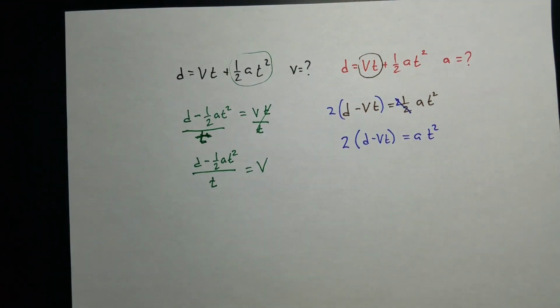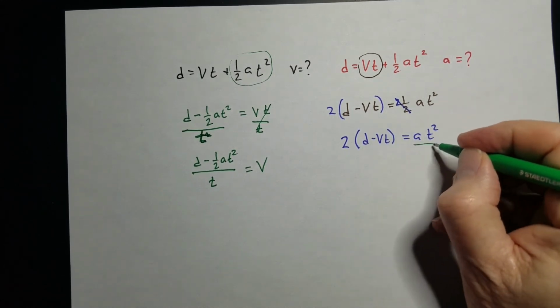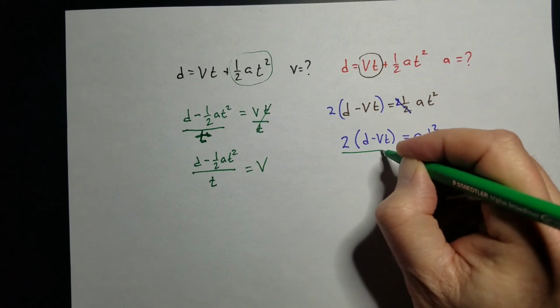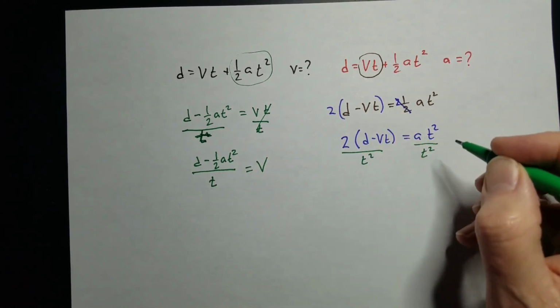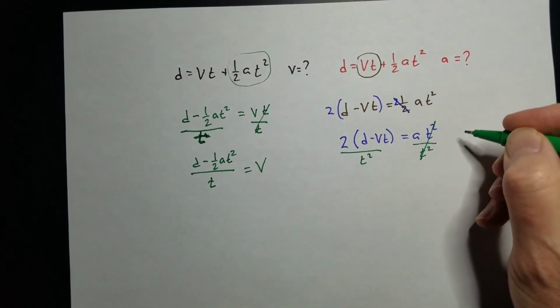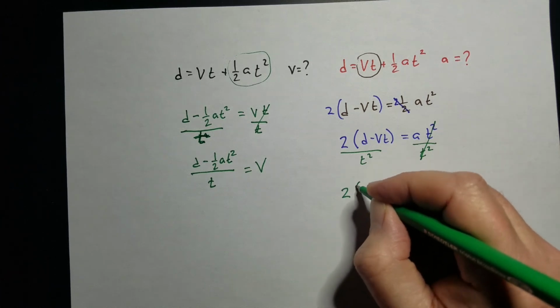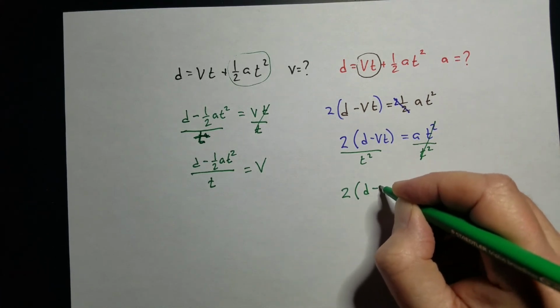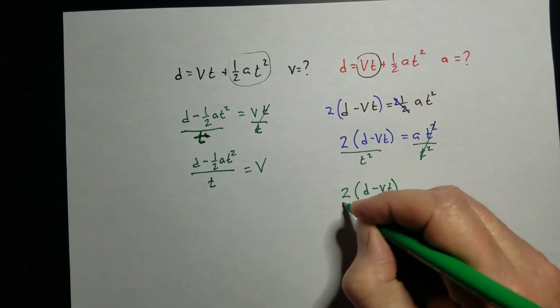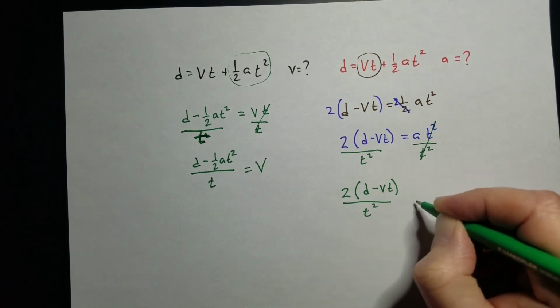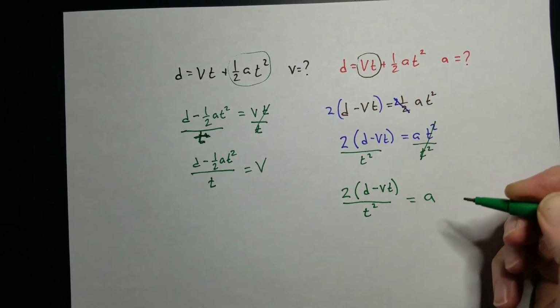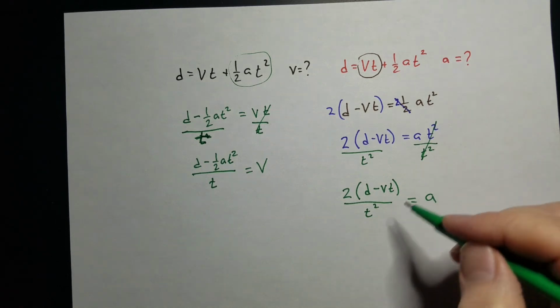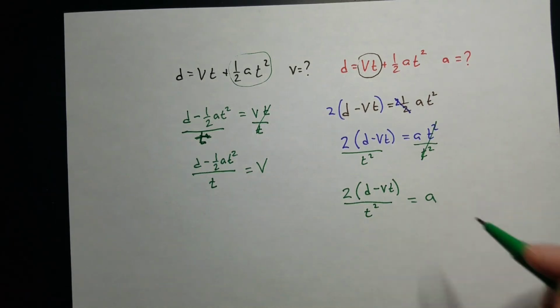Now I want to get rid of that t squared. So I want to divide both sides by t squared, and it's the whole side. So those cancel out. We get 2 times the quantity d minus vt over t squared equals a. And again, you can simplify that to make it pretty, but essentially you've got it solved for a at that moment.